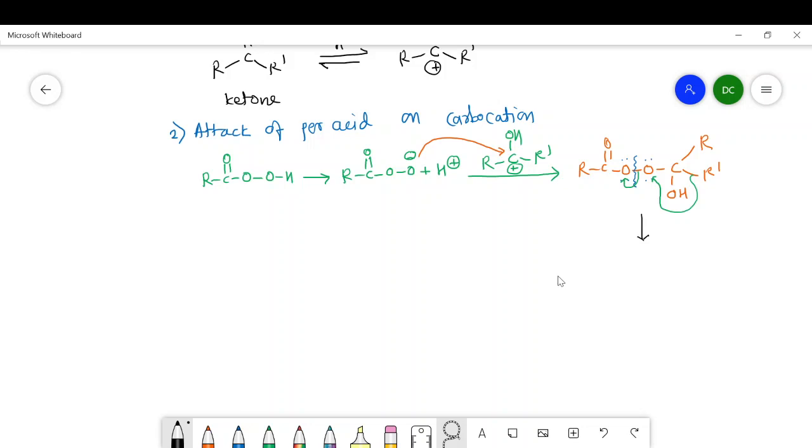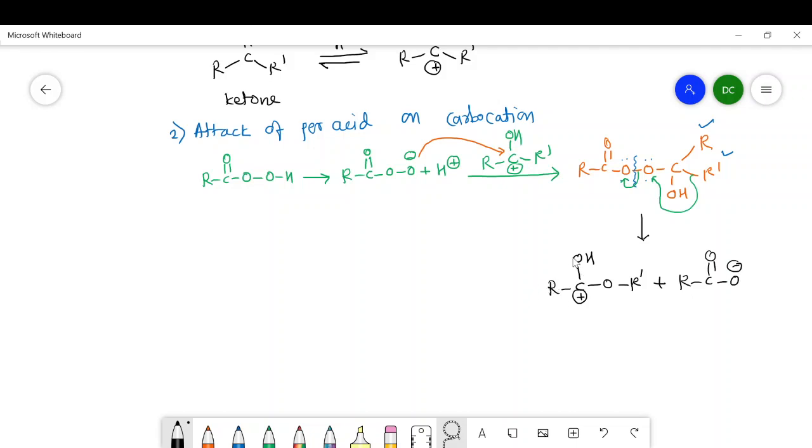and RC, here there is OH. Now R' is transferred from carbon to oxygen, so I will write R' here, and then this carbon becomes positively charged and the remaining will be the carboxylate ion. Whether R or R' migrates depends upon the migratory aptitude. We will see that migratory aptitude. First of all, we will finish this mechanism.